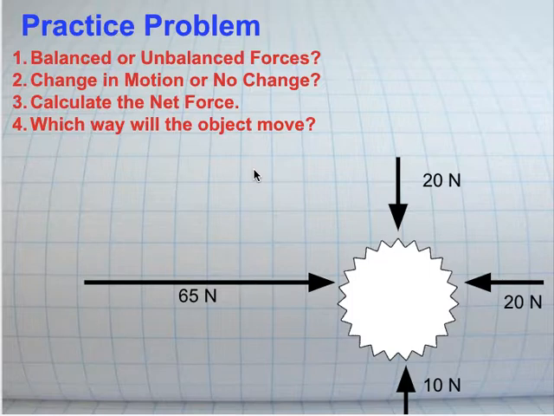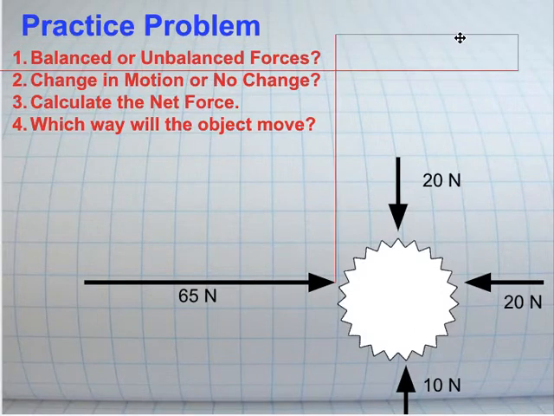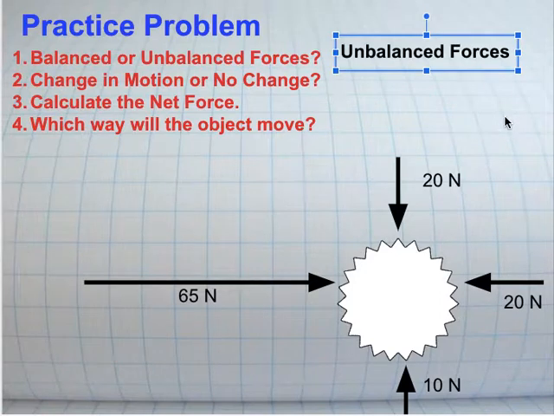A lot of times, even without calculating the net force, we can look at the picture and clearly see that the forces are unbalanced, just because this arrow is much, much longer than this arrow. For something to be balanced, the entire problem has to be 0 newtons. In this case, we know it's unbalanced, so I'm going to move over and say this is an unbalanced situation here.